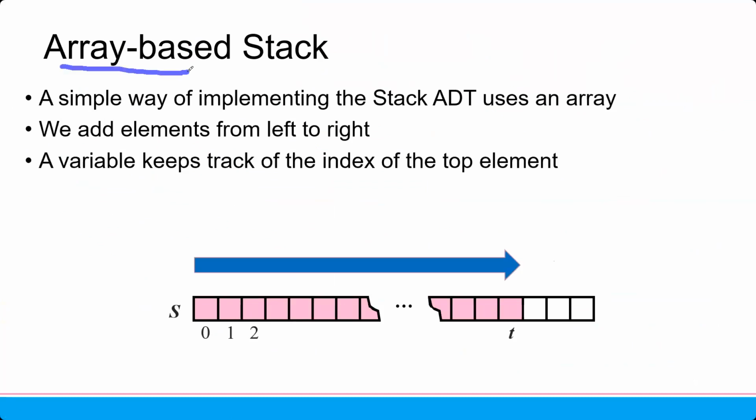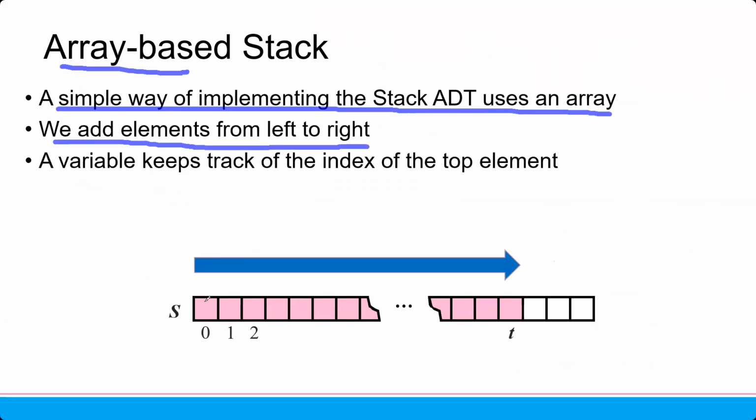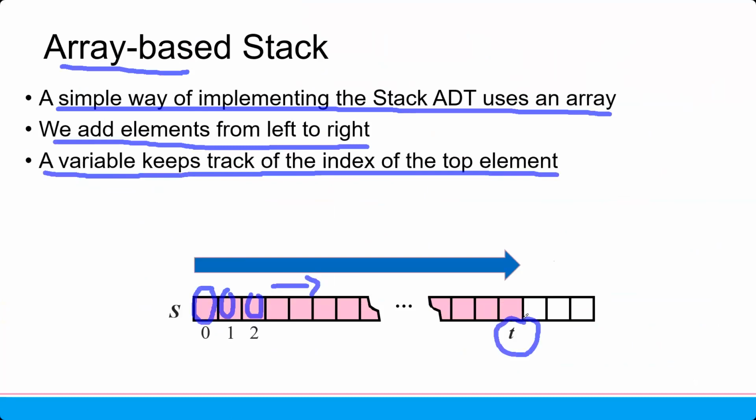What is an array? We learned already from the previous section. An array is just a sequence. A simple way of implementing the stack ADT is using an array. We can add the elements from left to right. Whenever we have a new element, we add it at index 0, index 1, index 2, and so on. And there might be a variable to keep track of the index of the top element, for example, P.